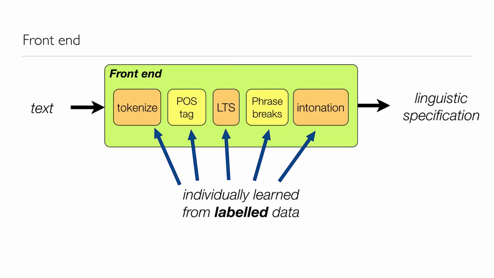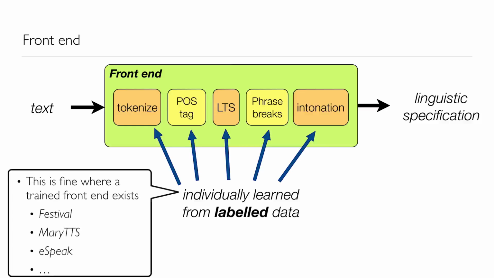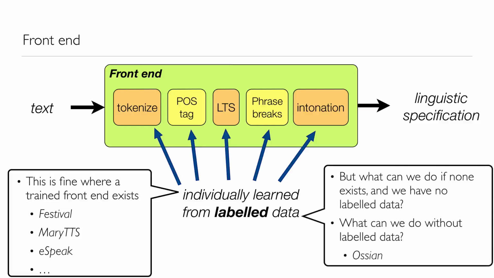So when focusing on the front end, I'm going to look at an approach that tries to bypass a lot of this expense. I mean, if you have a front end for your target language, that's fine. So if you're working in a language that has a front end implemented in Festival or Mary Teaches or eSpeak or any number of other open source systems, that's fine. But what do you do when your language hasn't been tackled before? So what can we do just with some text and speech data? What can we do without all the labeling?